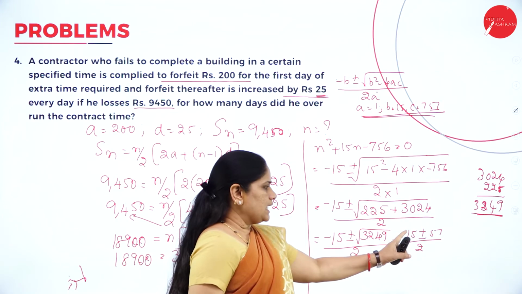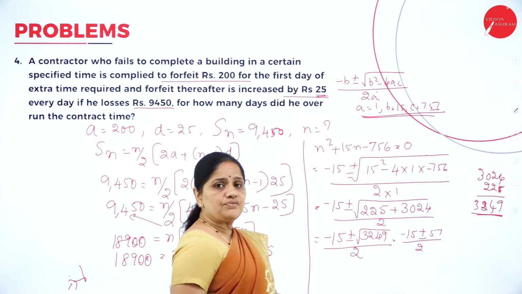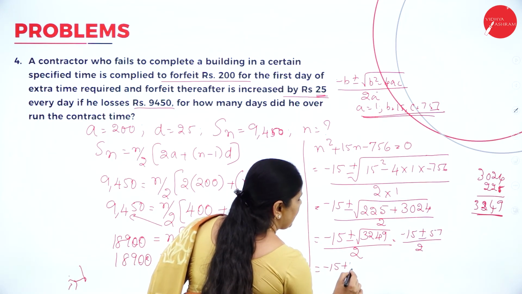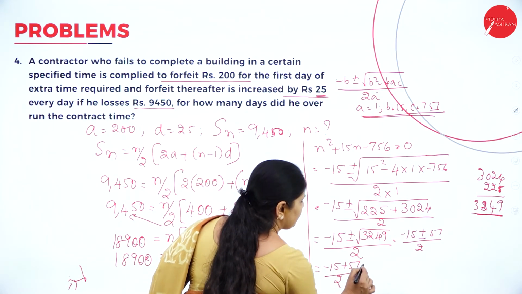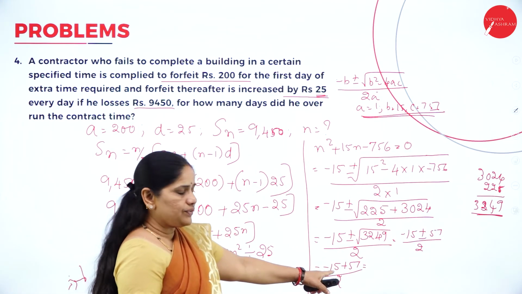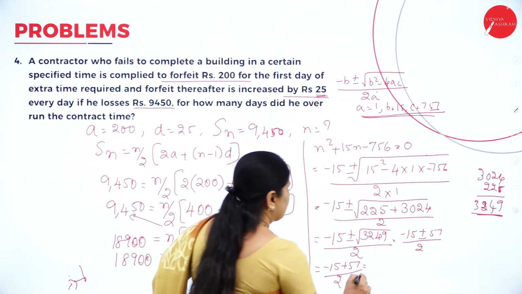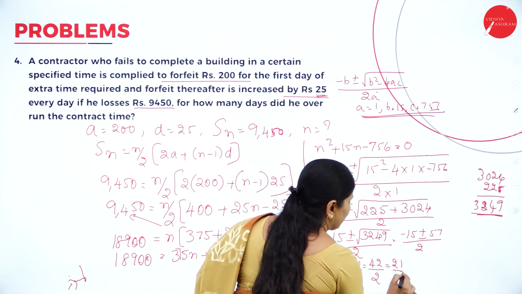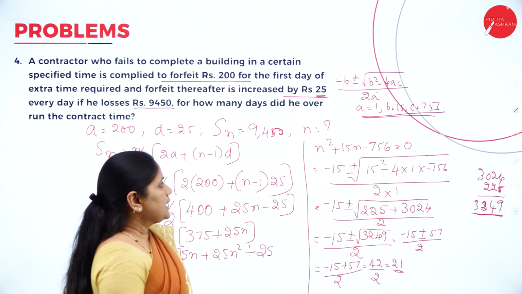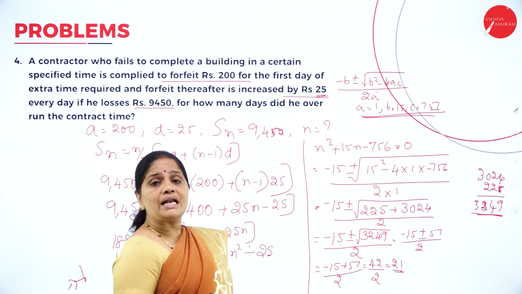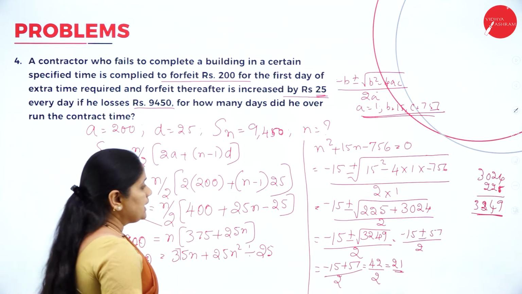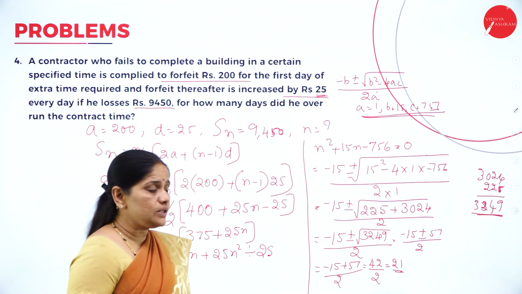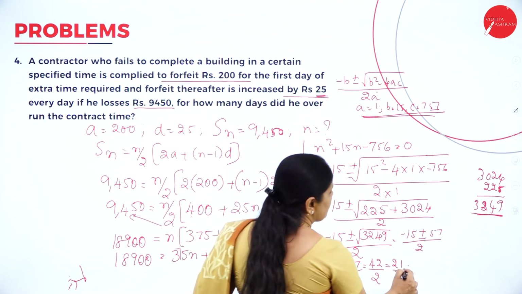So, when I take minus 15 plus 57, the next step is minus 15 plus 57 divided by 2. So, plus 57 minus 15, I get 42 divided by 2, that is equal to 21. So, I get n equals 21 as the answer. So, the contractor has delayed the construction by 21 days. So, this is the answer.